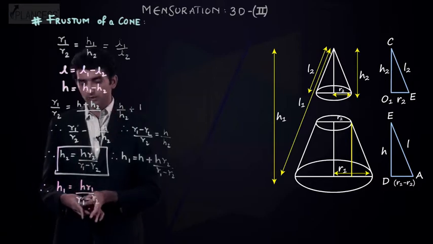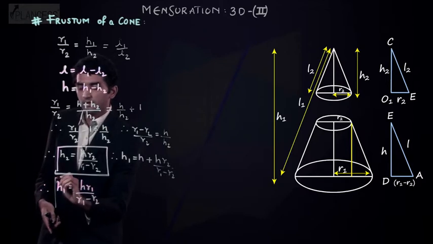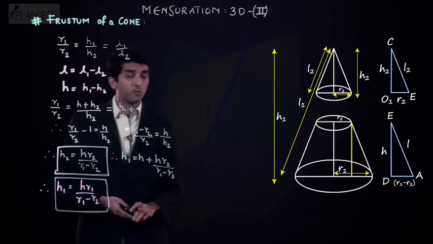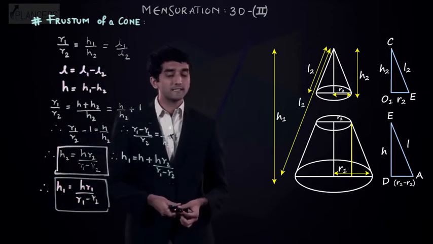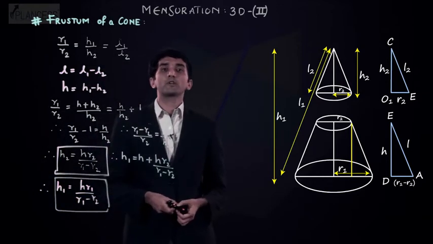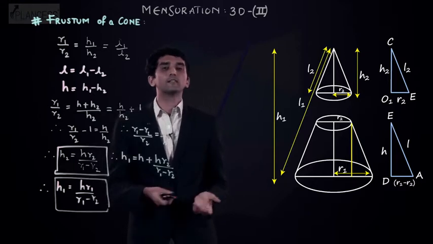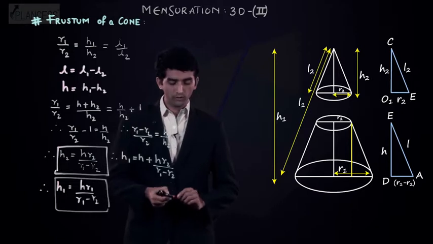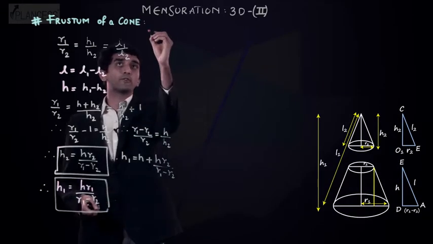So these are the two things, as I was talking about, which won't be given to us in the problem. What will be given to us is the height of the frustum, the bottom and the top radii, and the slant height of the cone. So let's see how we are going to find out the volume of the cone, volume of the frustum rather.